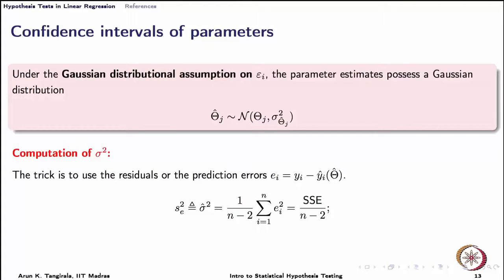So, you just take it for granted here that this estimator for the variance of epsilon, which we call S square epsilon or sigma square hat, is equal to the sum square error. Sum square errors is the sum of (yi minus y hat) square on the training data, that is the data that you use for modeling, divided by n minus 2.